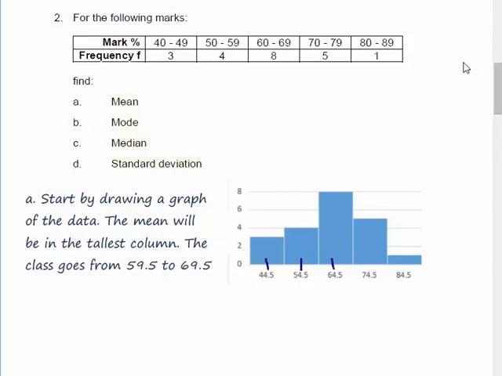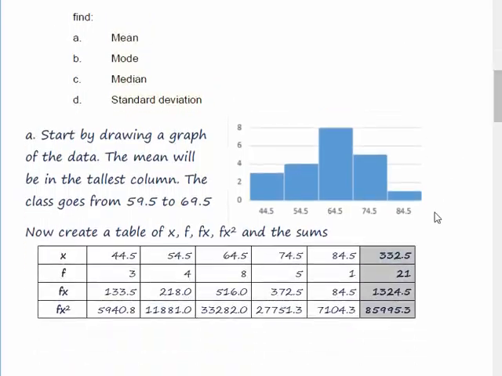The next thing to do is to create a table. The mid-class value we'll call x and the frequency is f. So we need the sums of all of the x values, all of the f values, all of the f times x values and all of the f times x squared values. So we'll do the table, and these values at the end here are the sums.